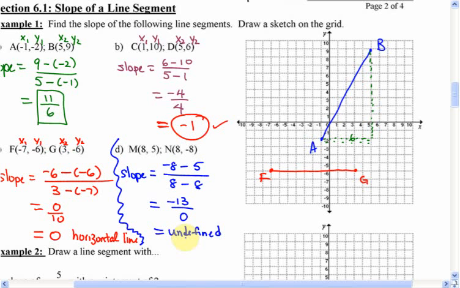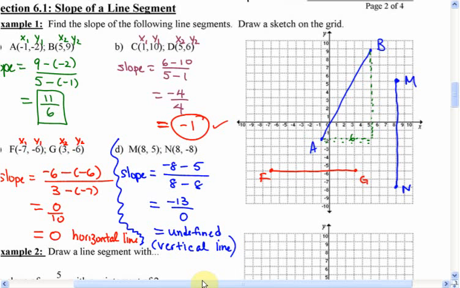Now, think about this. This is kind of weird too. What does this line look like? An undefined slope. What kind of line does this look like? Vertical? Straight? Dude, all the lines are straight, remember? Vertical sounds better, but let's just double check. 8 comma 5. Let me plot this out. That's over here. This is point M. And then N is 8 comma negative 8. You're right. Look at this. We have a nice vertical line. So an undefined slope means that you have a vertical line. We're going to look at this idea again in a second, but I just want to show you this.